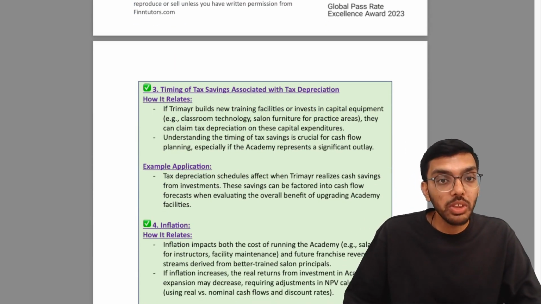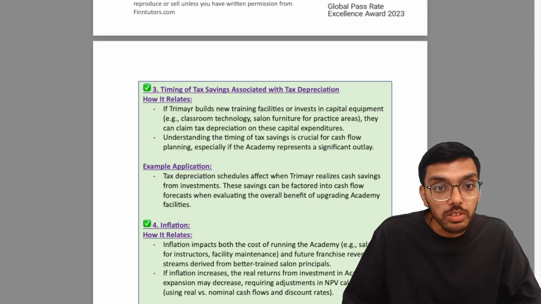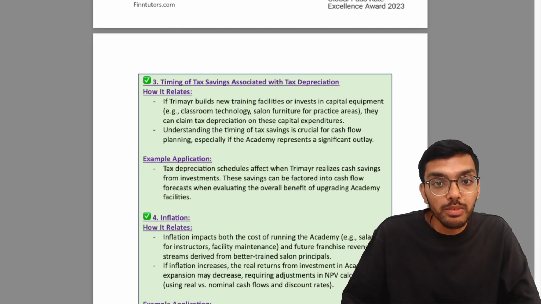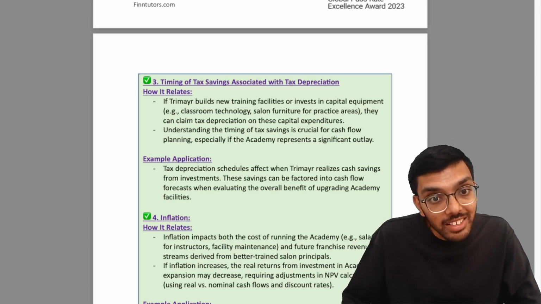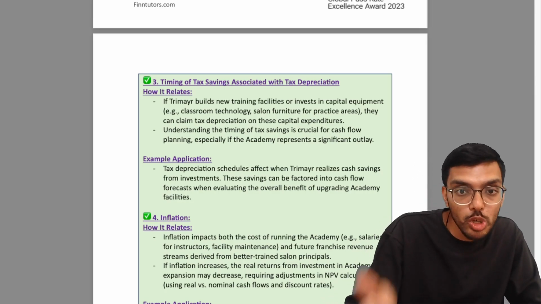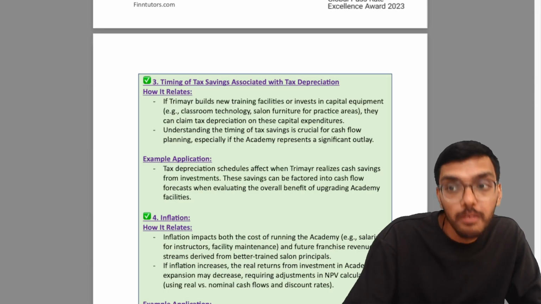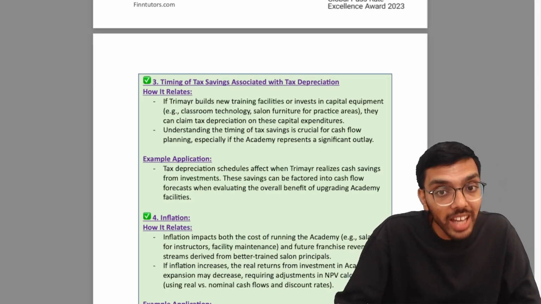Same way, topic 3, timing of tax savings associated with tax depreciation. If you are building new training facilities, they can claim tax depreciation, which will reduce your payable tax, which will improve your cash flows.